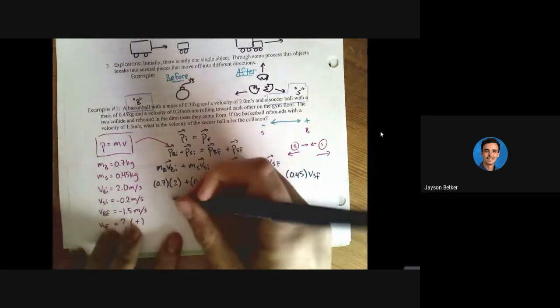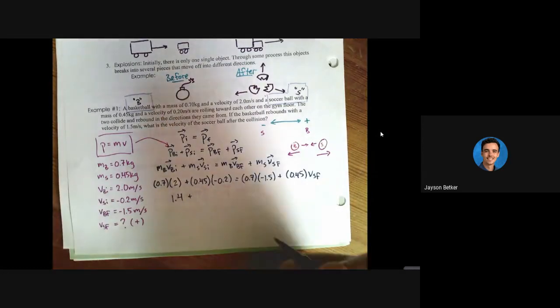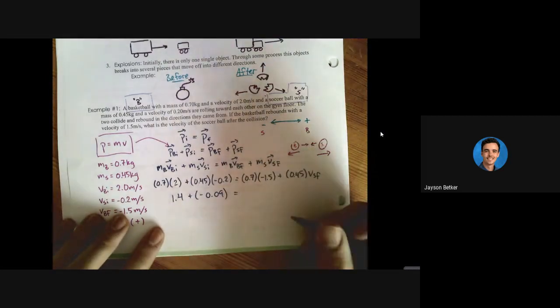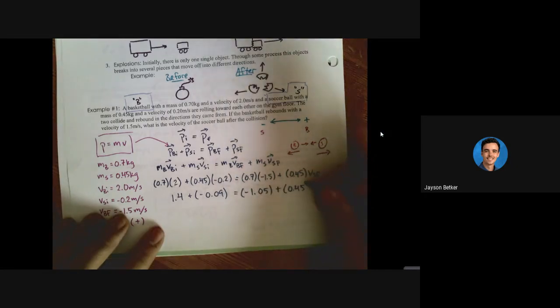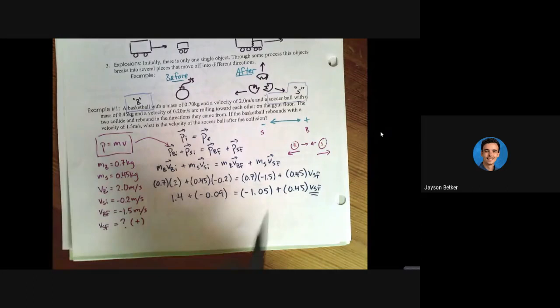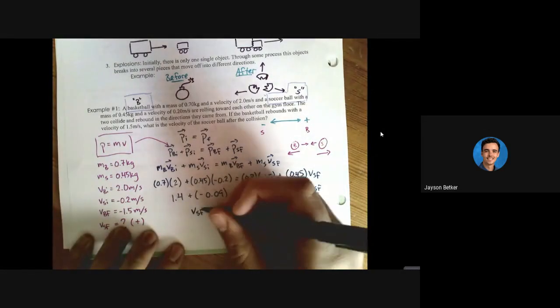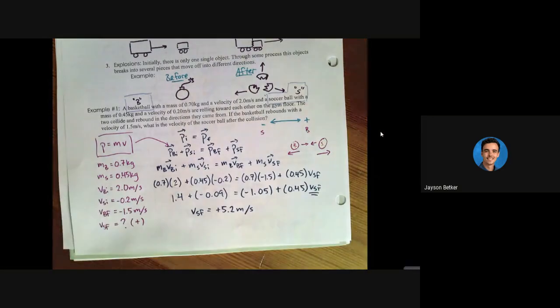So if I do this, 0.7 times 2 should give me 1.4. And if I multiply 0.45 times 0.2, I should get negative 0.09. And then 0.7 times 1.5 should give me negative 1.05, plus 0.45 times VSF. Solve this for VSF. So move the 1.05 to the other side and then divide by 0.45. And if you do that, your final velocity should be positive 5.2 meters per second. Okay, positive 5.2 meters per second.